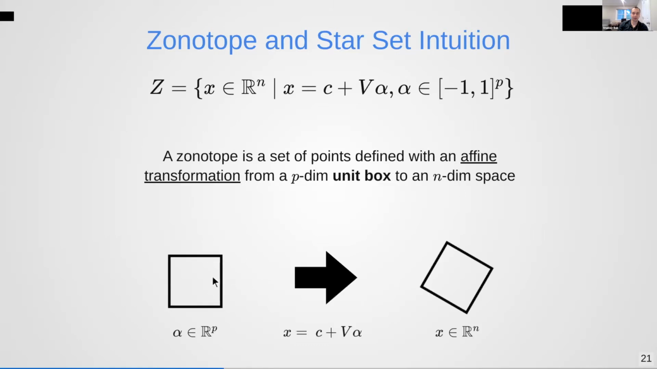If n and p are both 2, I can plot it, so that's a nice case. You start with a point alpha, then you perform this affine transformation, which is just a linear transformation plus an offset. And you end up with some other point x.